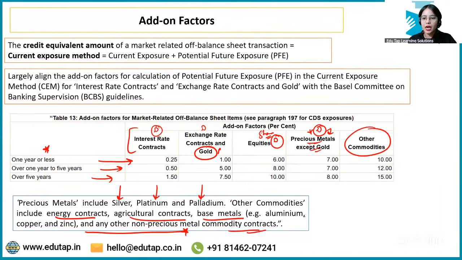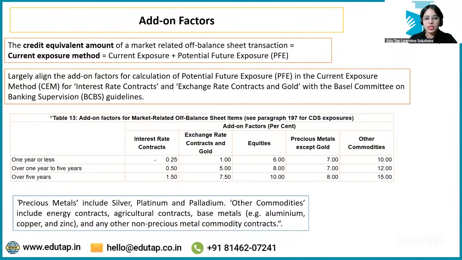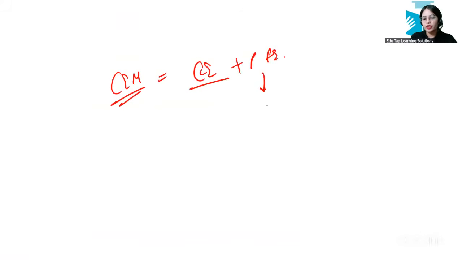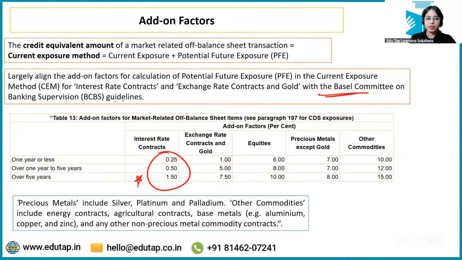So the highest add-on factor is for the other commodities. Lowest is for the interest rate contracts. Okay, this is the idea. So if you want to calculate the current exposure, you have to take the current credit exposure plus the potential future exposure. Potential future exposure is notional value multiplied by add-on factor. Add-on factor is provided by RBI according to the guidelines. Okay?